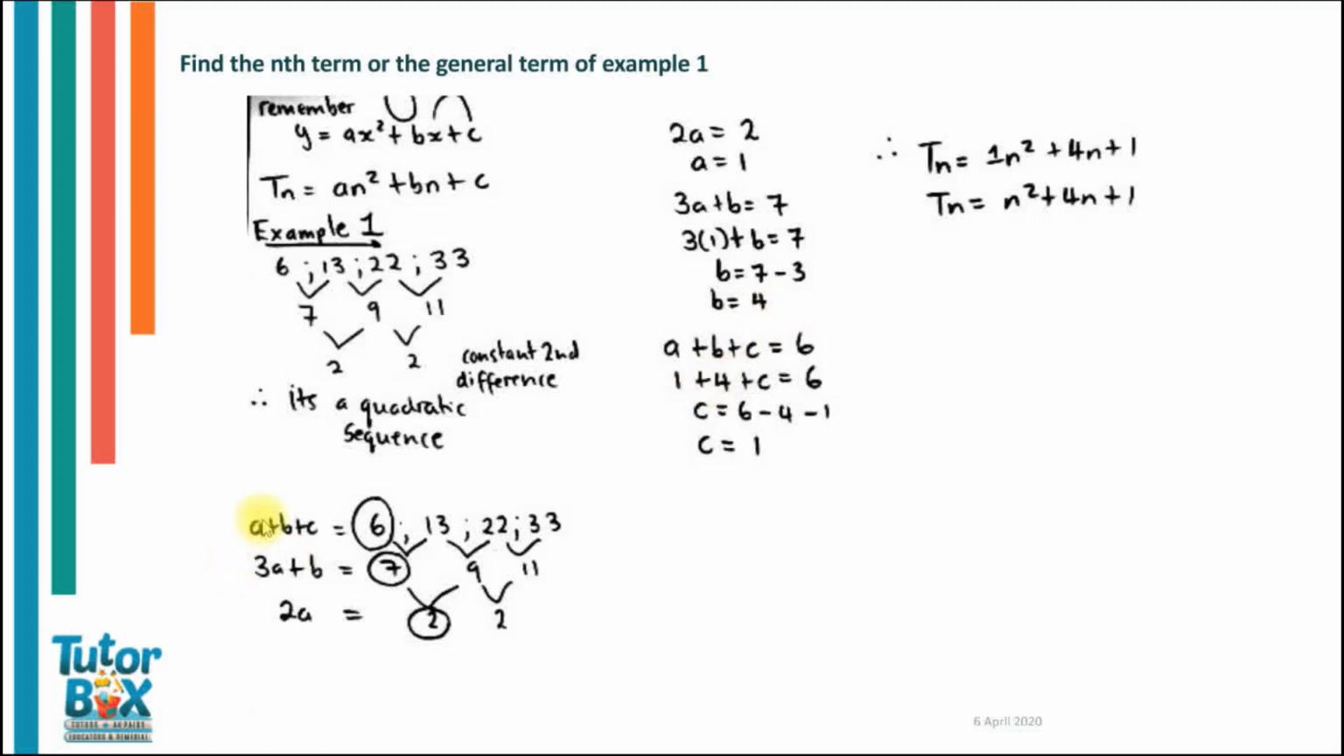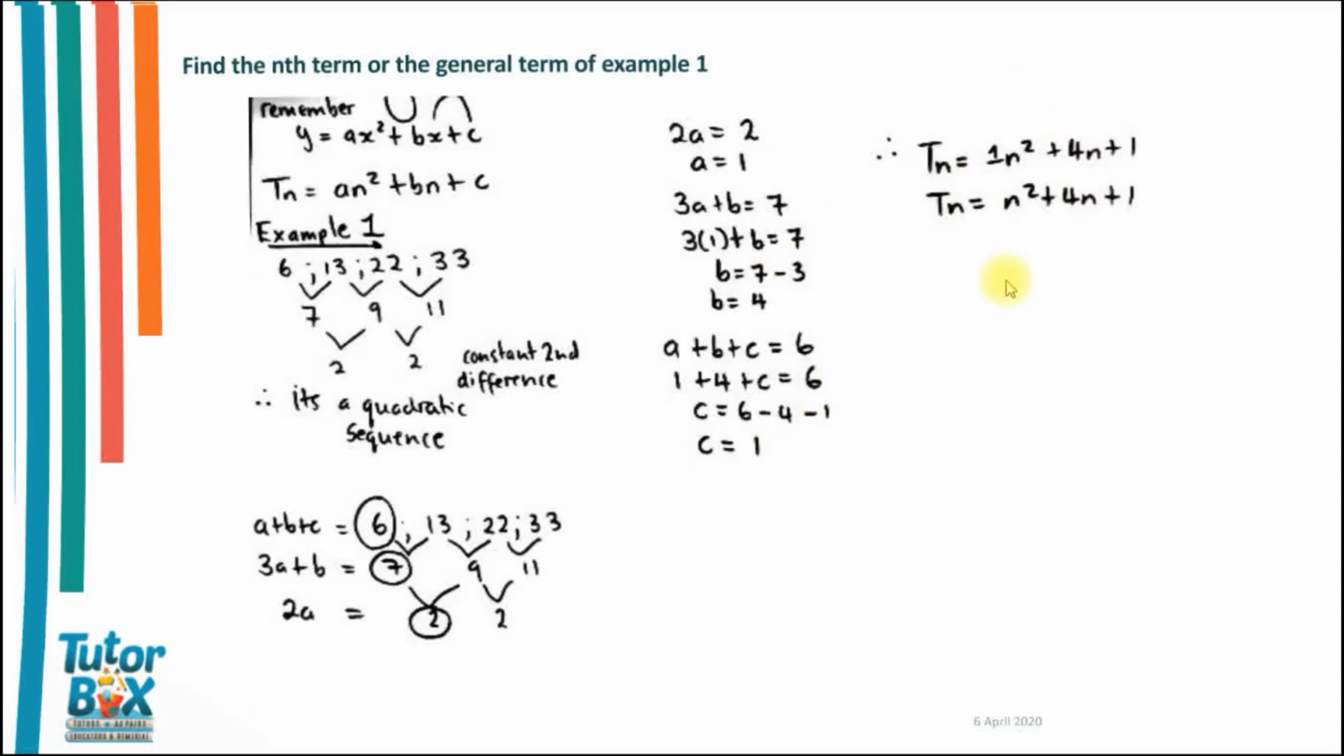And then lastly I take this bit here to get what c is. I have a plus b plus c is 6. I just found b is 4 and a is 1. So I just do the maths and I get c is 1. So therefore the general term, remember, it only has to have the n variable and not any other letter. So Tn will be equal to n² + 4n + 1. You just substitute your a, your b, and your c.